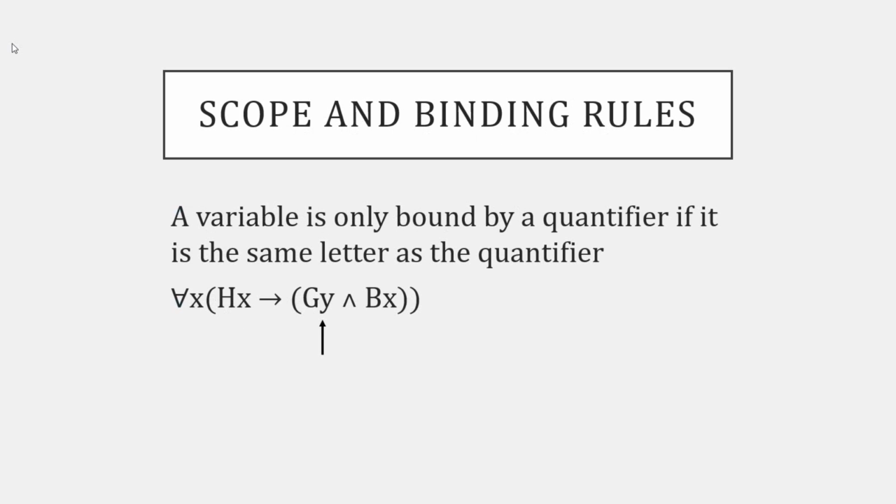Okay, so another scope and binding rule. There are 3 scope and binding rules we're going to learn today. A variable is bound by a quantifier only if it's the same letter as the quantifier. So for all x, this thing, and if you have gy in there, that gy is not bound by the for all x. A quantifier only binds the same letter as comes after the quantifier. That should be fairly intuitive, right?